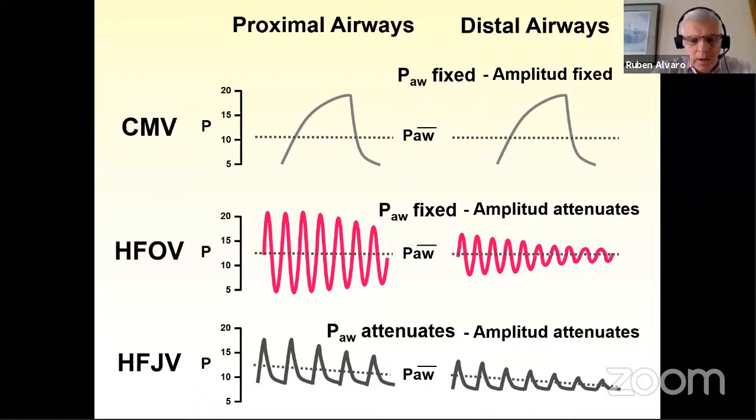So high frequency ventilation, in a way, keeps the lungs open at a constant and less variable airway pressure that prevents the lungs from the inflate-deflate cycle, which has been associated with lung injury and alveoli damage.